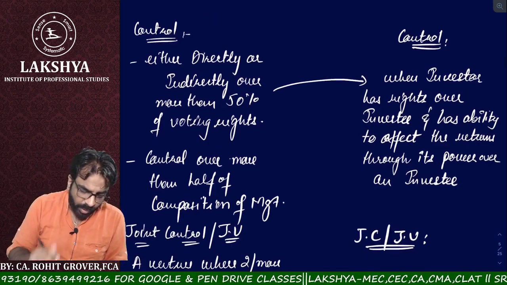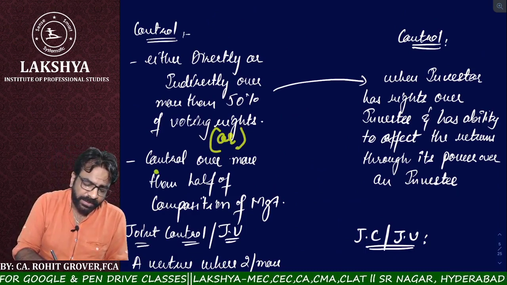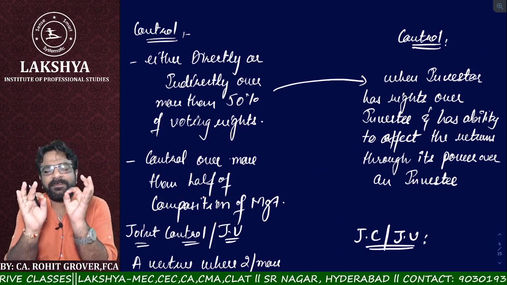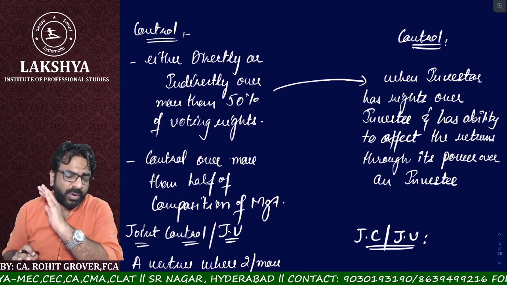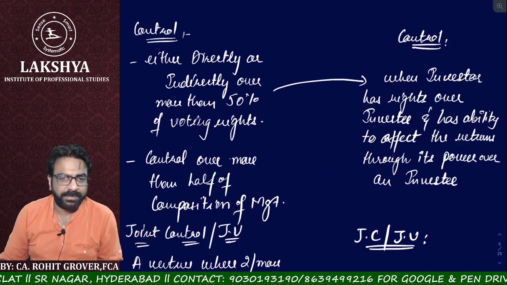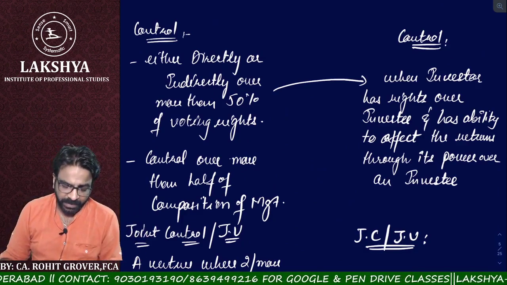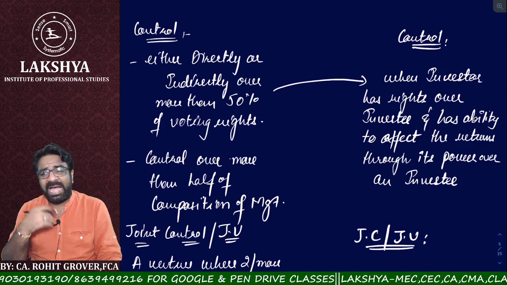Or if the voting rights control criteria is not met, or if you are able to control more than 50% of what? Composition of the management of the company, then also that company is called your subsidiary. I hope we all have done that in our intermediate level while doing the definition of the company secretary. Everyone is clear up to this point? Yes, sir. Okay.